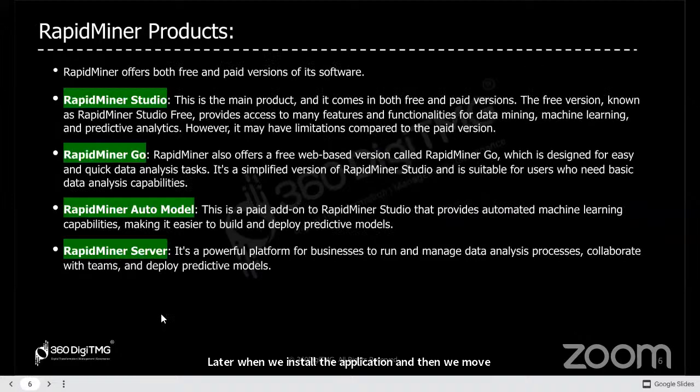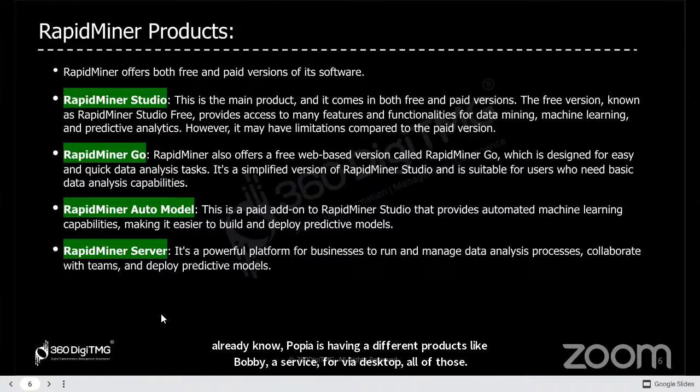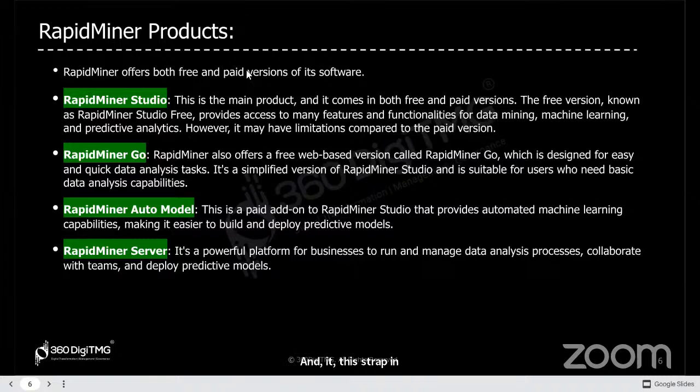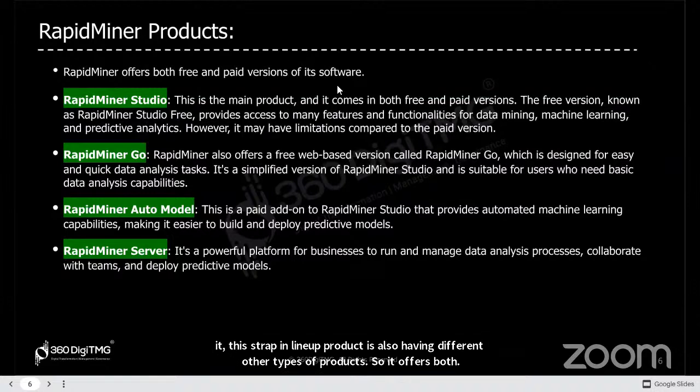Now, moving on to the next slide, we have the different products present in RapidMiner. You already know Power BI has different products like Power BI Service, Power BI Desktop, all of those. And RapidMiner also has different types of products. It offers both free as well as paid versions of the software, out of which we have mentioned a few here.